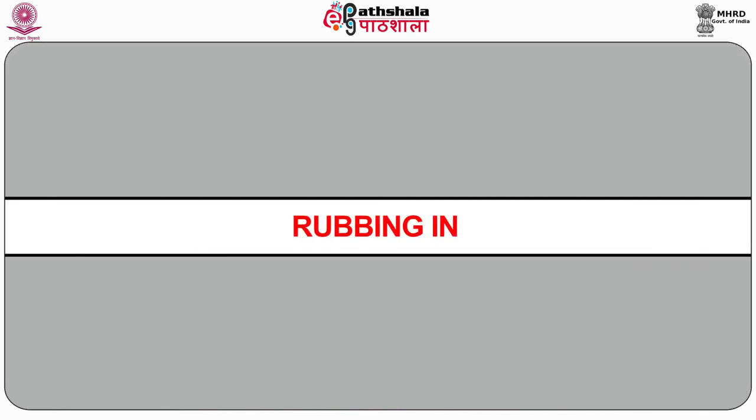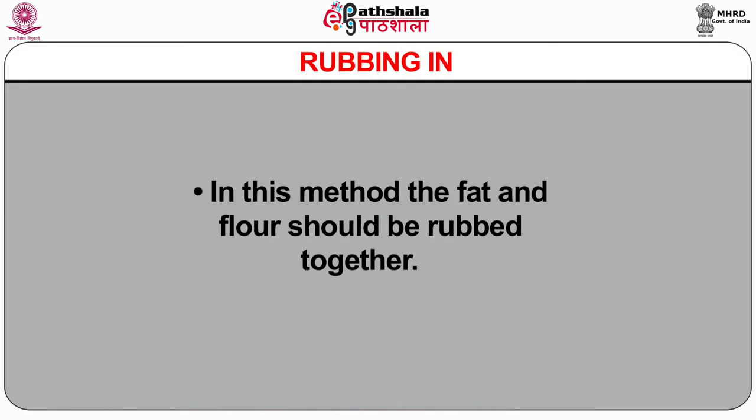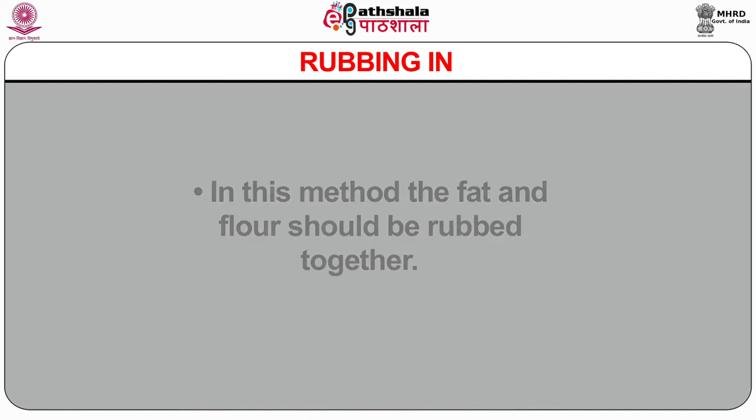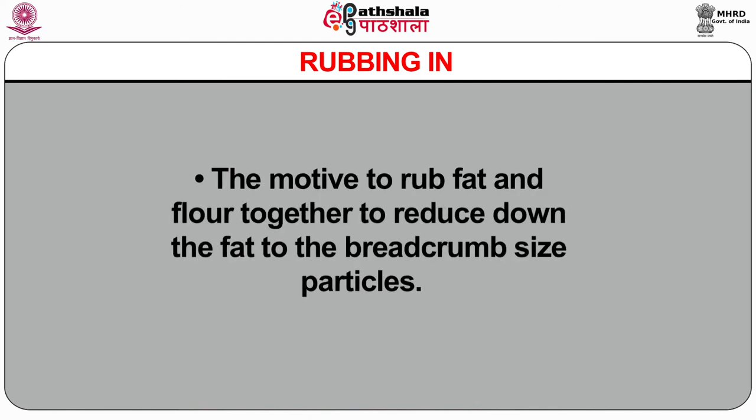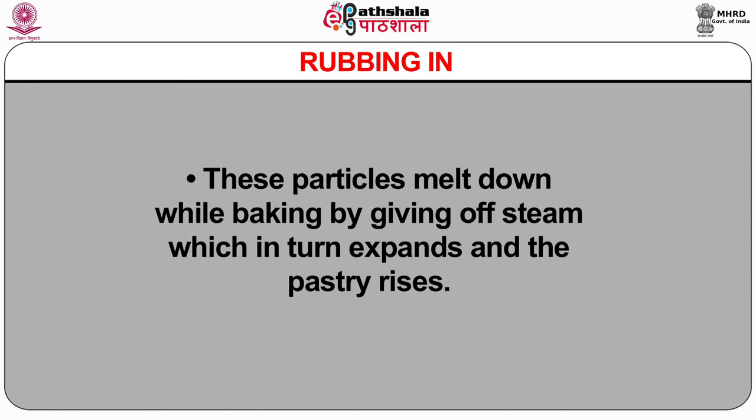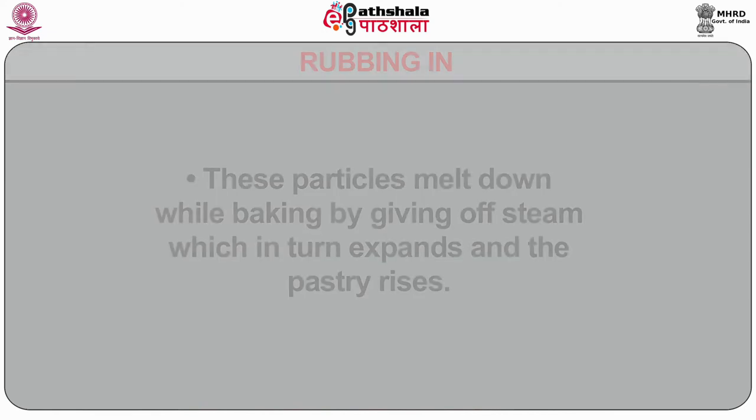Rubbing in. In this method, the fat and flour should be rubbed together. The motive to rub fat and flour together is to reduce the fat to breadcrumb size particles. These particles melt down while baking, giving off steam, which in turn expands and the pastry rises.